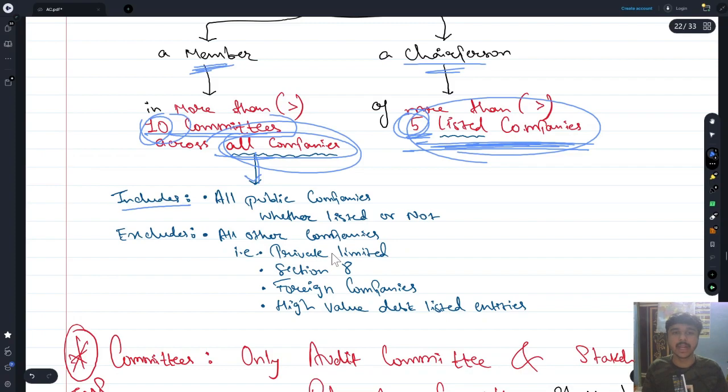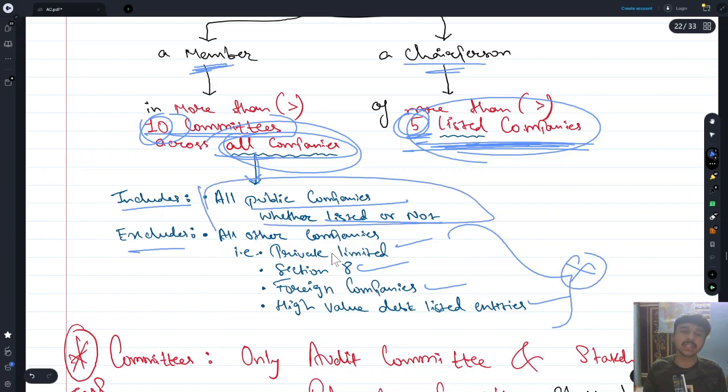It includes all public companies whether listed or not, and it excludes all private limited, all Section 8, all foreign companies, all high value debt listed entities. So these all will be excluded. Only this is included, that is all public companies whether listed or not, for you to be a member. So for member 10 is the criteria, for chairperson 5 is the criteria.